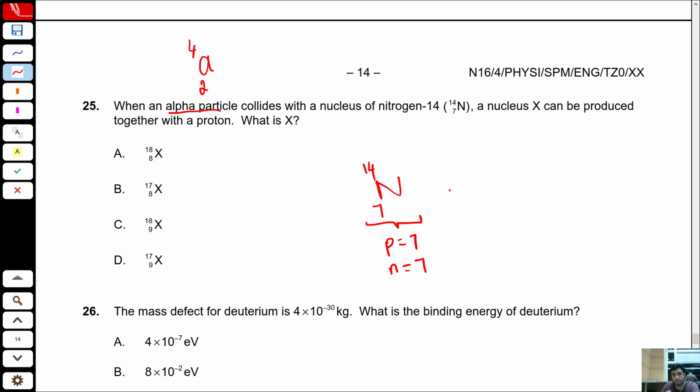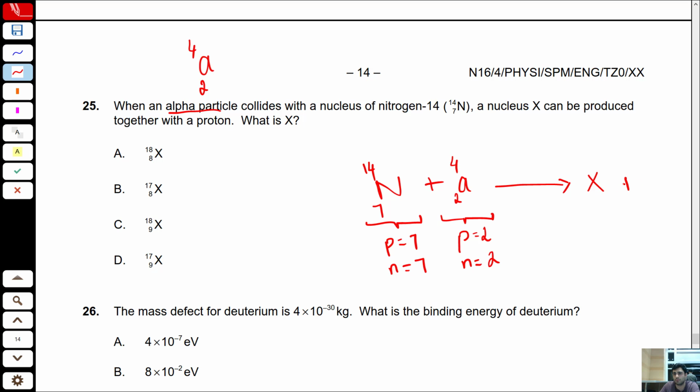Okay. It collides with an alpha particle. Alpha has 4 and 2, so let's see what the alpha composition is. Alpha has 2 protons and also 2 neutrons. Okay. So what's the result? A nucleus X is produced. Nucleus X can be produced together with a proton.